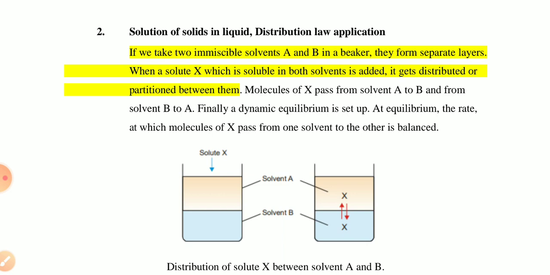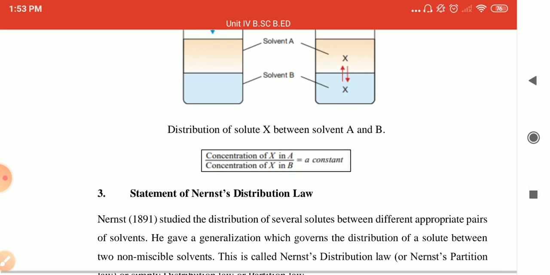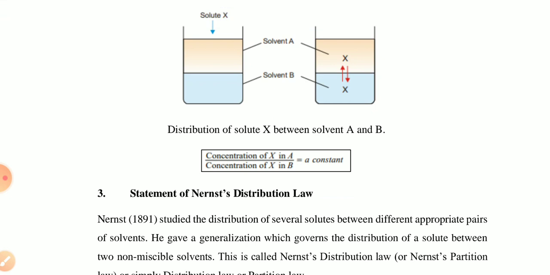In this condition, at equilibrium, the rate at which the molecules of X pass from one solvent to the other is balanced in the form of an equilibrium. Okay, in this diagram you can see two solvents A and B are present, and one solute X, which is soluble in both solvents, is added to this beaker. Now the distribution of X between solvents A and B can be calculated from the concentration of X in solution A and the concentration of X in solution B, which equals a constant.